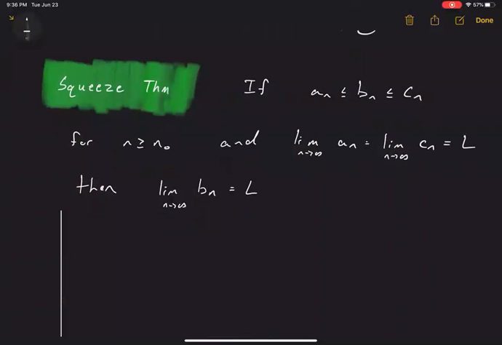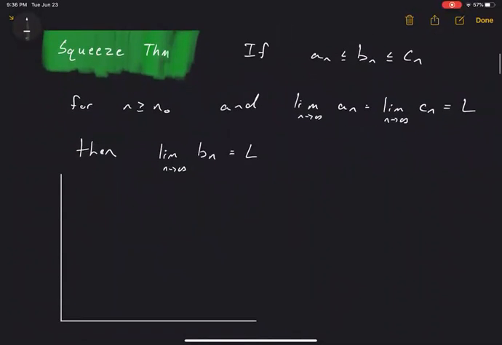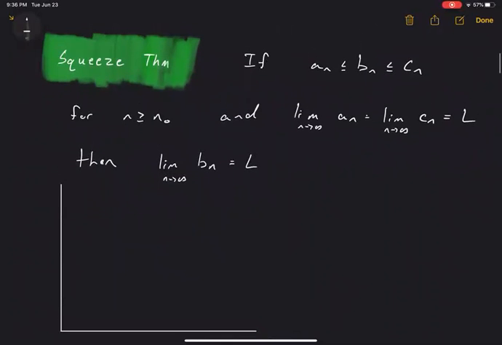All right. Now let's talk about our first big theorem from section 11.1. It's called the squeeze theorem. This is very useful. Let's say we have three sequences: a sequence a_n, a sequence b_n, a sequence c_n. And for every n greater than n naught, which really just means eventually, if eventually a_n is always less than or equal to b_n, and b_n is always less than or equal to c_n, and a_n and c_n both have the same limit L, then that forces the limit of b_n to be L as well.